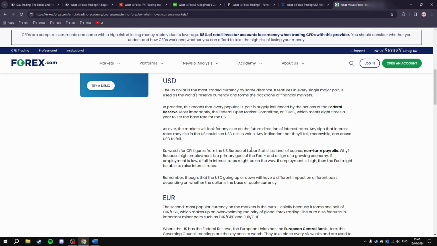So watch for CPI figures from the US, that's Consumer Price Index, from the US Bureau of Labor Statistics, and of course non-farm payrolls.